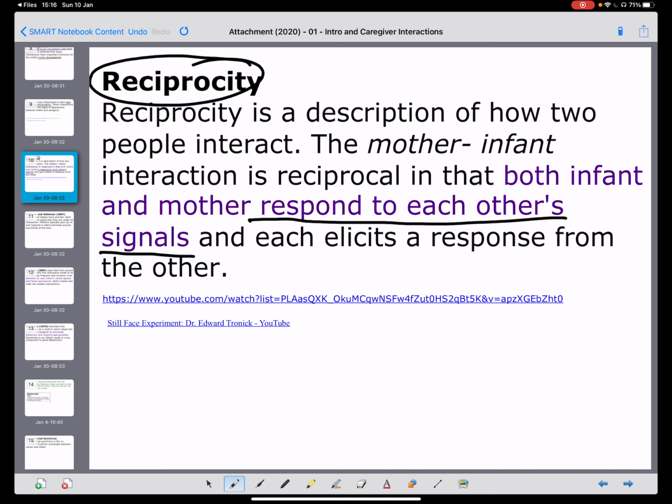Mother and infant interaction is reciprocal. They both respond to each other. So once again, the baby is not just a blob doing their own thing. They are looking and interacting with the mother, and the mother is looking and interacting with them.